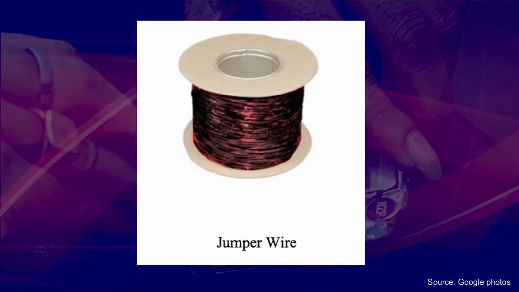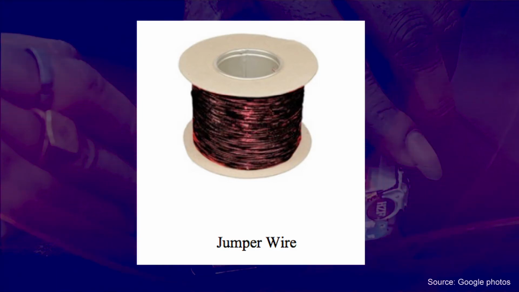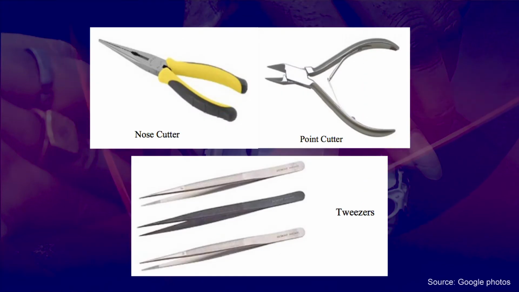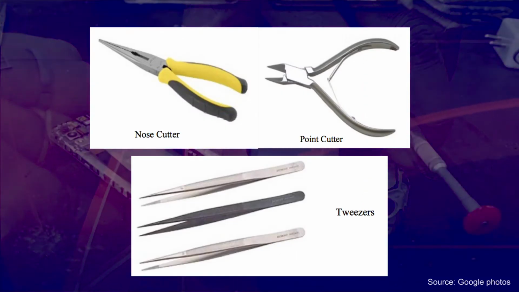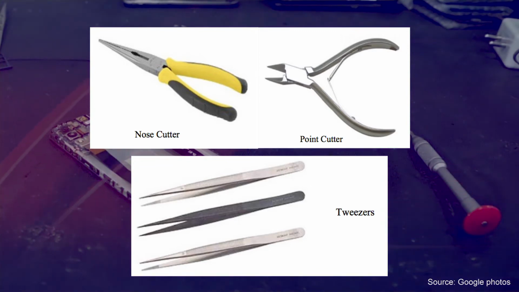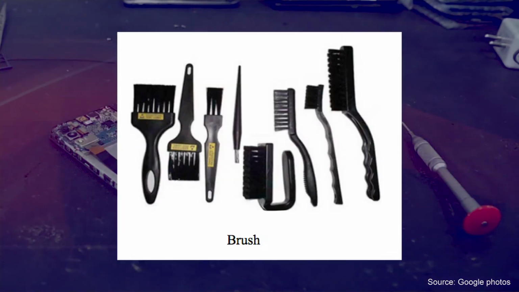This is a jumper wire. Jumper wire is used to connect one point to another point on a PCB. These are the cutters, nose cutter, point cutter. This is a tweezer, which is used to hold wire and components. This is the brush used for cleaning.